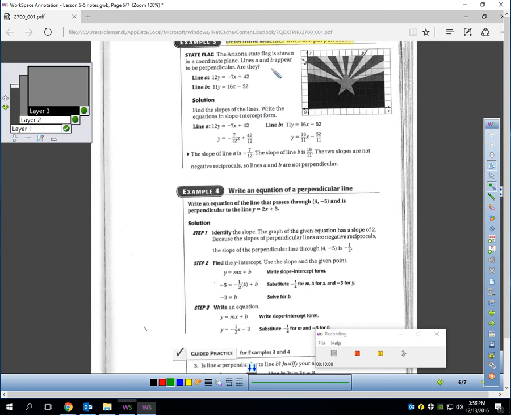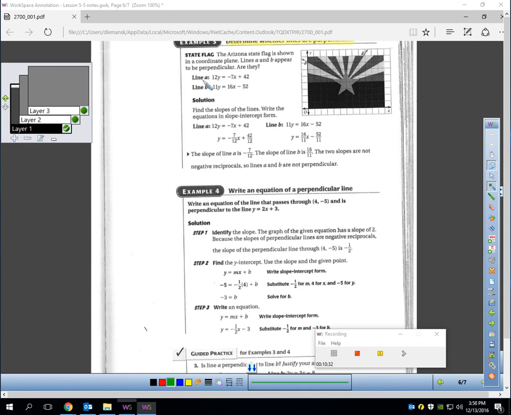They'll ask you in the homework for some word problems, determine whether lines are perpendicular. So they want me to find out in this sample story problem, the Arizona state flag is shown, lines A and B appear to be perpendicular. Okay, A and B, if you see in the book, they look like they're making a right angle. The question is, are they? That's the big thing. Are they?